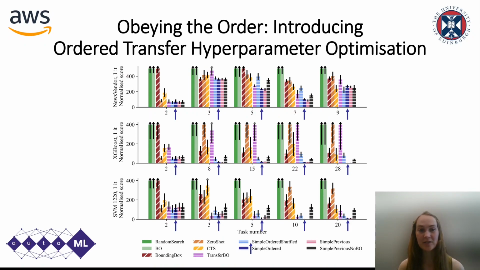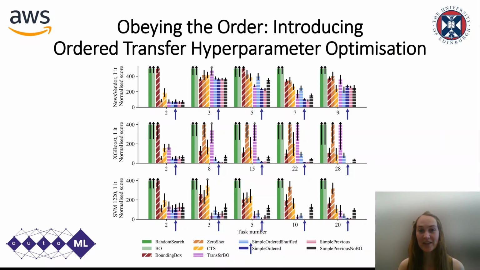The green bars are the non-transfer baselines, and they don't do well. Then in red, orange, and yellow, we have the standard transfer HPO methods, with CTS in yellow performing best. Of the ordered methods, TransferBO, so a shared kernel, is shown in purple, simple ordered is shown in dark blue, and also with arrows pointing to the bars, and simple previous is shown in pink. Of these, simple ordered and simple previous work best, and they also are the ones that work best overall.